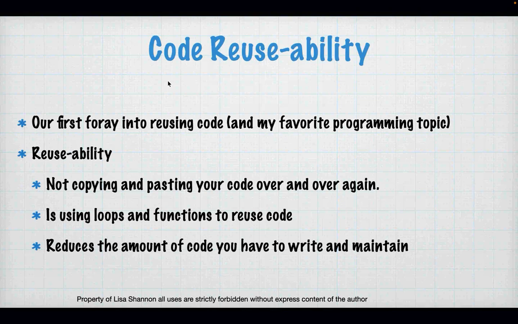Because remember when I said computers are stupid, but they do a lot of things really, really, really fast? Well, this is one of the ways they're really fast: you put something in a loop and you let it make the decisions as you go. So all your input, when you're playing games or using Microsoft Word, is getting processed through a loop. But we're going to start out with code reusability.